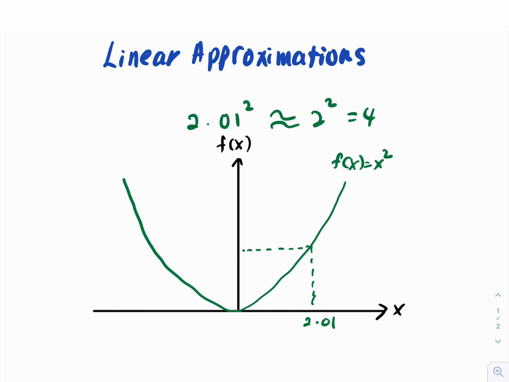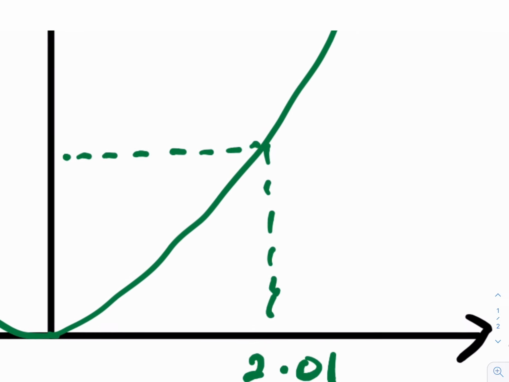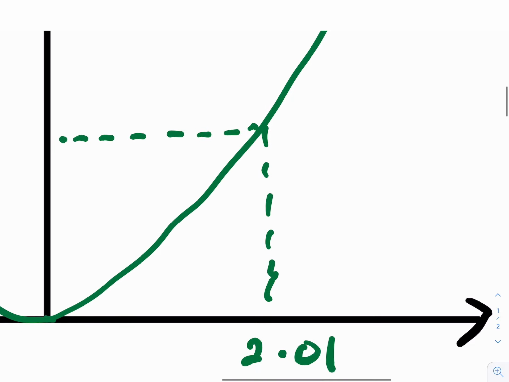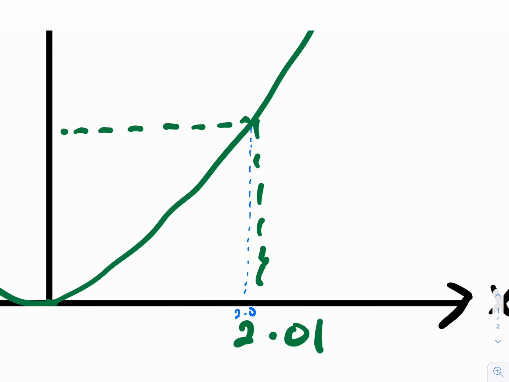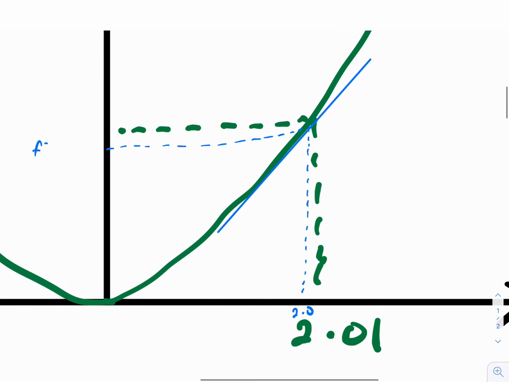And since we know the value of 2 squared, let's zoom in on this graph. Let's say 2.0 is very close to 2.01 here. This is our 2.0. And from here, we draw a tangent line at about x equals 2. The blue line is our tangent line. From here, we know that this is our f(2), or 2 squared, which is equal to 4.